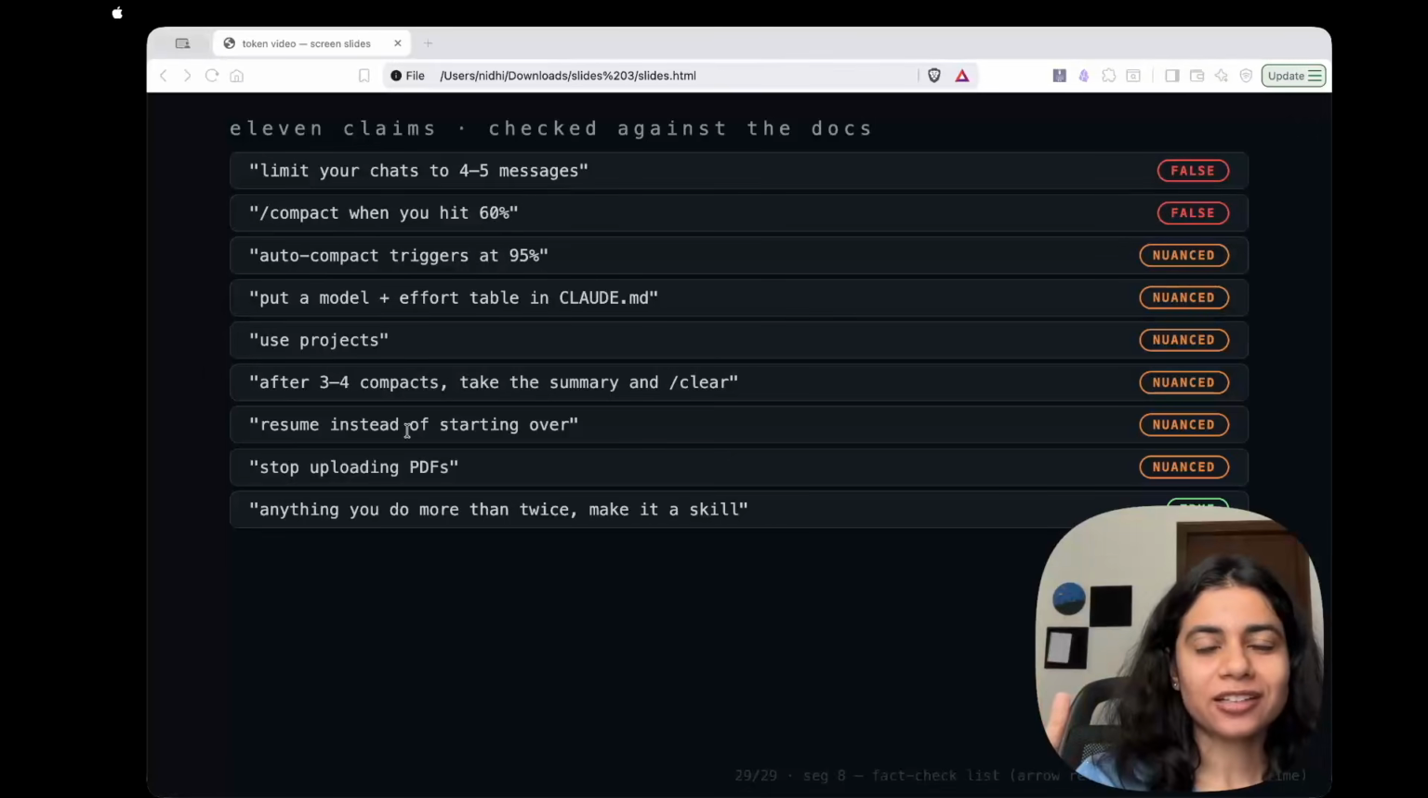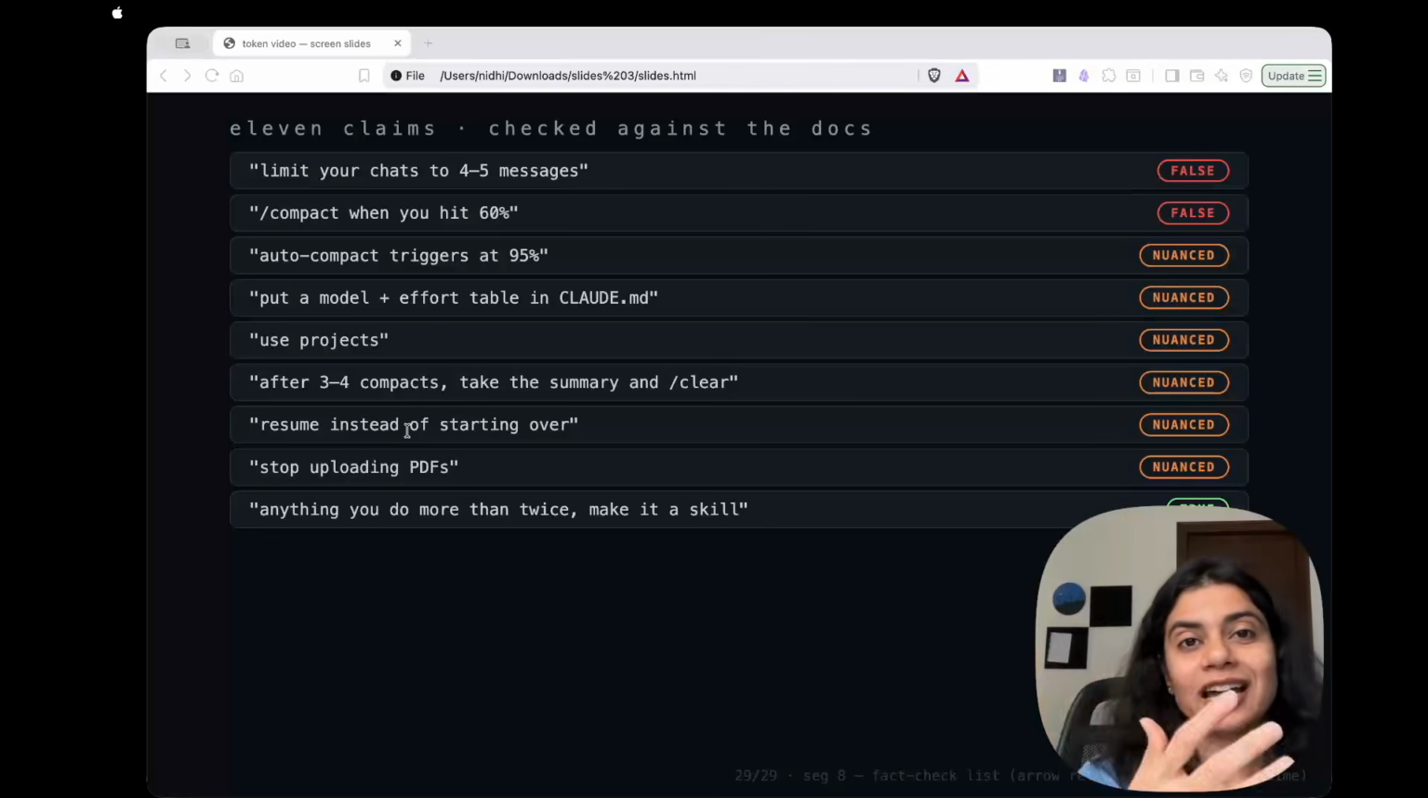Next up, anything you do more than twice, make it a skill. Well, that is something that could be true. If something is going wrong more than twice, then that becomes a part of the Claude.md file. And let's say you have a workflow which you keep on repeating, then that becomes a skill. And as per Boris, if we are doing something more than once a day, then that becomes a skill.